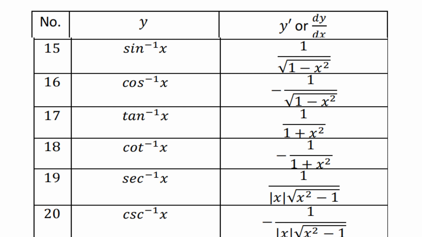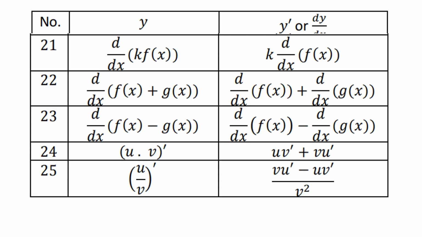Cos inverse x derivative is minus 1 by square root of 1 minus x square. Easily we can remember. Tan inverse x derivative is 1 by 1 plus x square. Cot inverse derivative is minus 1 by 1 plus x square. Sec inverse derivative is 1 by modulus of x square root of x square minus 1. Cosec inverse derivative is minus 1 by modulus of x square root of x square minus 1.